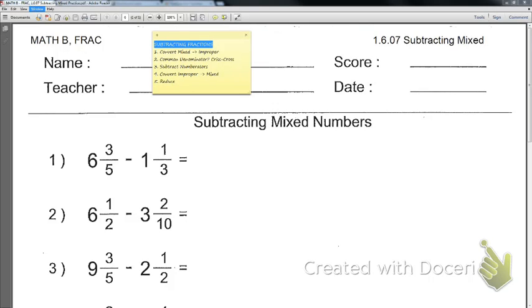This is lesson 1.67, subtracting mixed fractions. To subtract fractions, the steps remain the same even for mixed numbers. You would first convert any mixed numbers into improper fractions. Find the common denominators of the fractions. If they don't have common denominators, you use the crisscross method. You then would subtract the numerators, convert the improper fractions to mixed numbers, and then finally reduce.